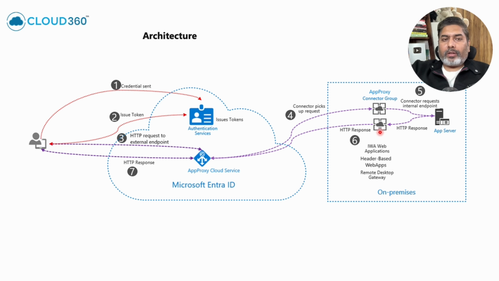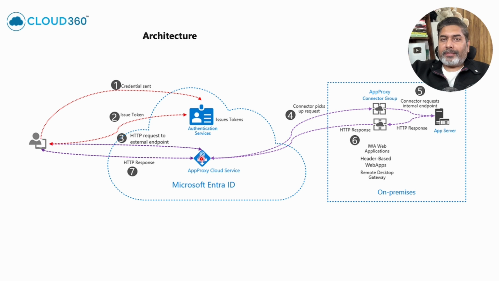We'll integrate and configure our application at this place, what application we are going to use, and that's it. After successful configuration, the user will send a request, then the token will get issued to the client. Now the HTTP request will be sent to the external endpoint, and from here your request will be forwarded to the connector, which will talk to the application. Now it will get the response, and the response will be delivered to the end user through this application proxy service.